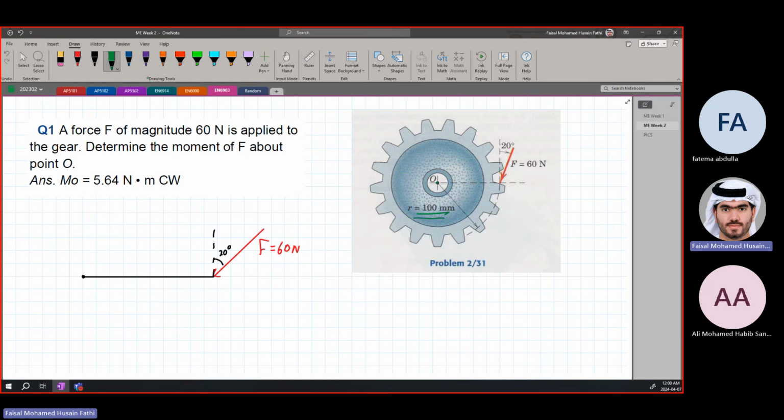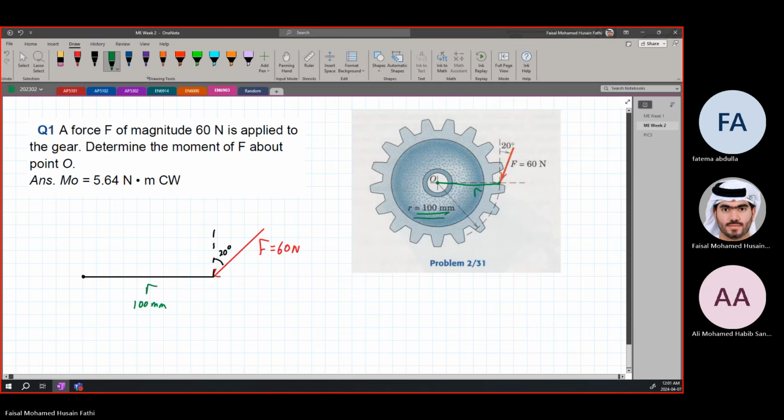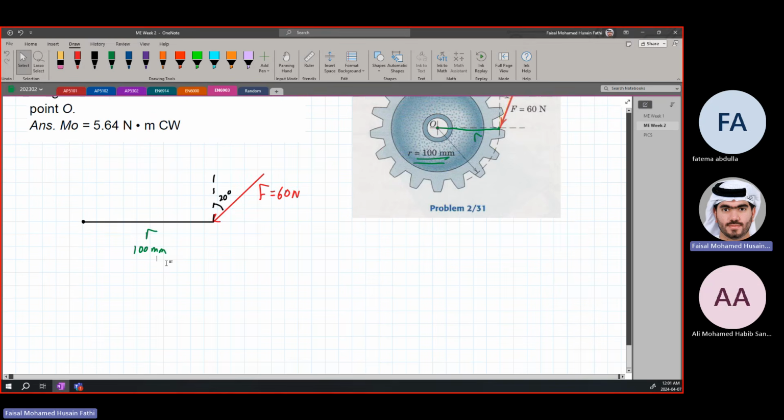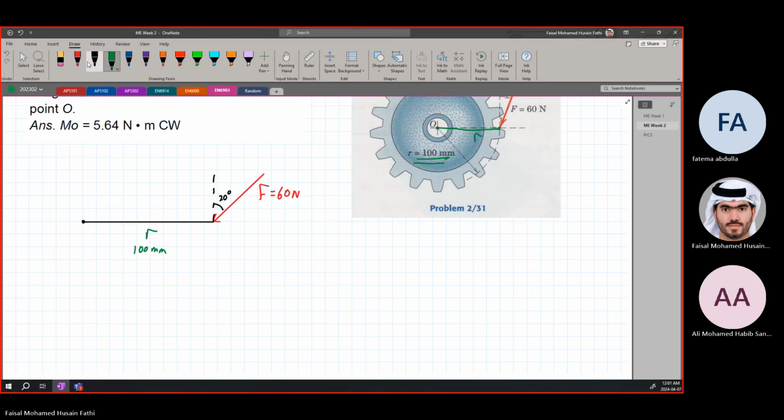So this distance from here to here is also the radius r. Okay, so this distance is the distance r, which is equal to 100 millimeters. Because it is a gear, it's circular, the radius is going to be equal. So it is equal to 100 millimeters. We will change it from now. R is equal to 100 millimeters.